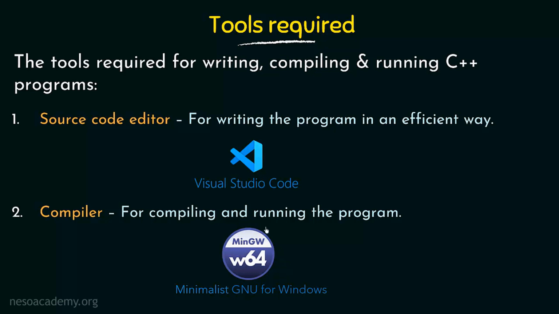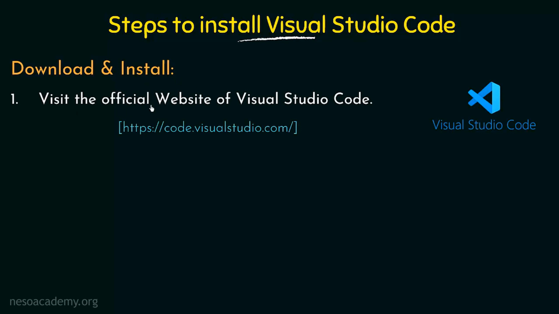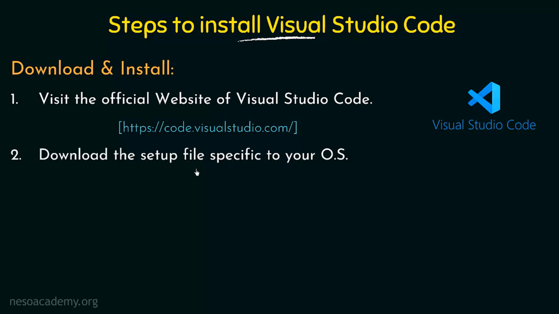Let us start with the first one, Visual Studio Code. Here we will discuss the steps to install it. Remember, Visual Studio Code is the source code editor that we are going to use. First of all, we have to download and then install it. For downloading, you can visit the official website of Visual Studio Code, whose link is given here. I will give this link in the description as well so that you can refer to it. After visiting the official website, you have to download the setup file that is specific to your operating system, depending on the operating system you are using.